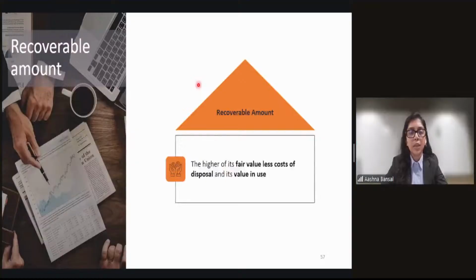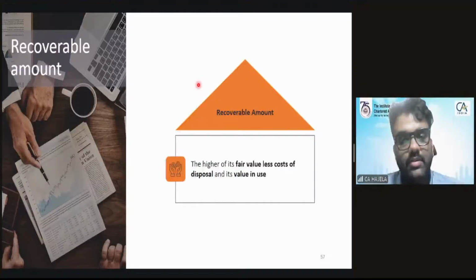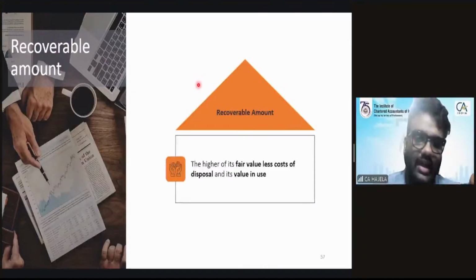Yes, sir. The next question is: can an entity continue to use the most recent detailed calculation of recoverable amount from a prior period for its impairment assessment in the current period? I believe what you're trying to ask is that there was a prior period adjustment. Can I use that input for the current period?